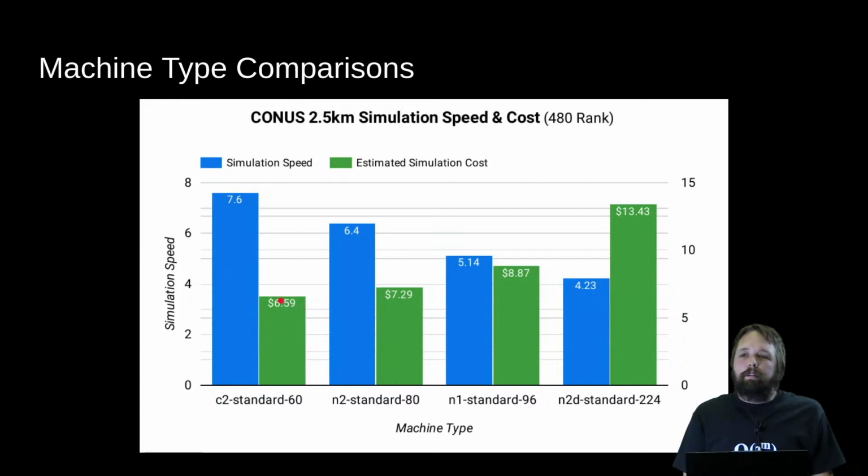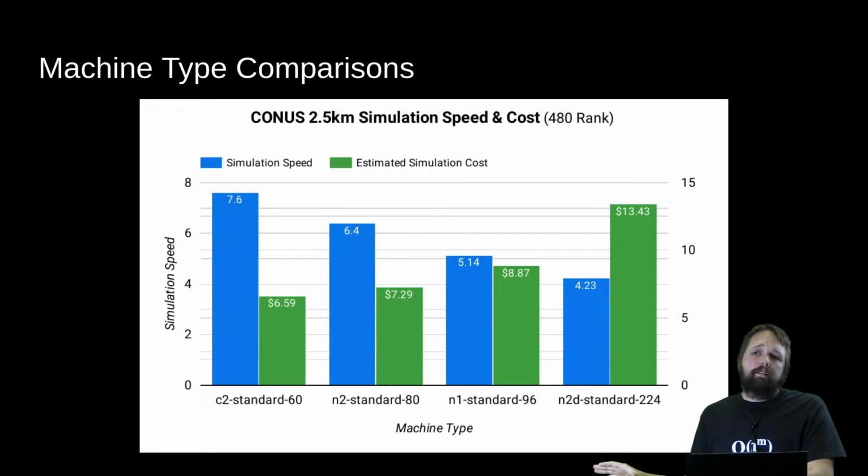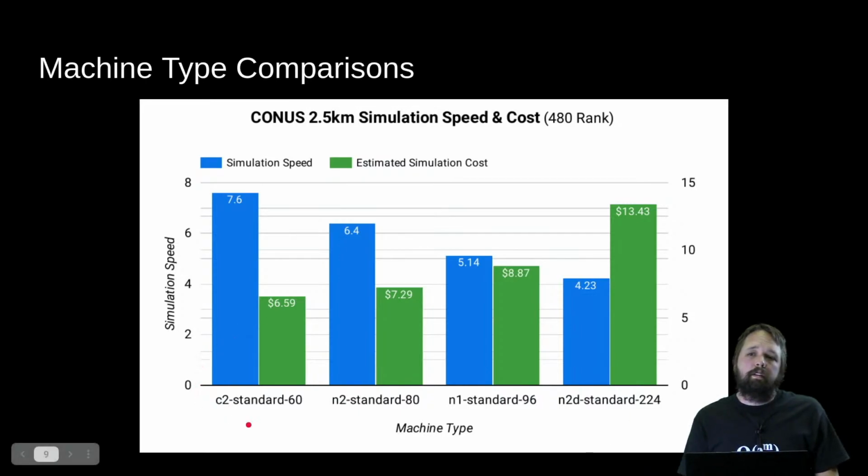And they also came in with the lowest cost, presumably because the per node, per core cost is very similar, close enough, and because the simulation time is so much faster on the C2s, we're able to get that lower cost. So in everything I'm going to be presenting in the following slides, we're really just focusing on the C2 standard 60 instances. These are the compute optimized Intel Cascade Lakes.